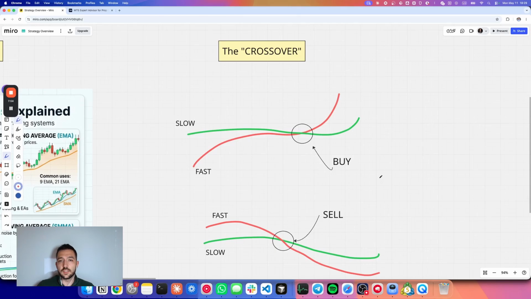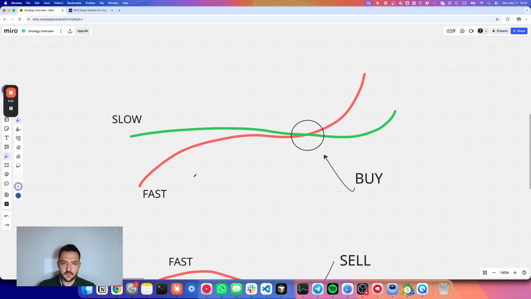Now let's see what this crossover is all about, and let's also explain why the crossover makes sense and why people would be trading it. So when we talk about the crossover, it's always between two moving averages, either simple or exponential or any version, and there is the slow one and the fast one.